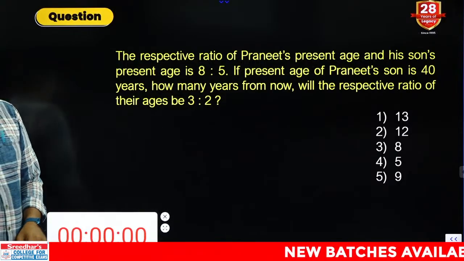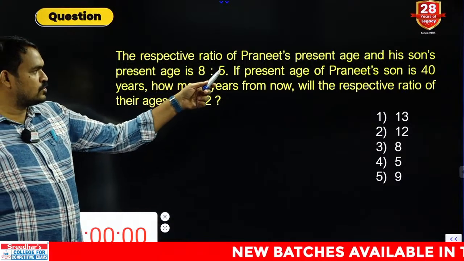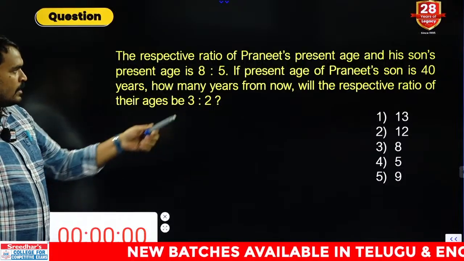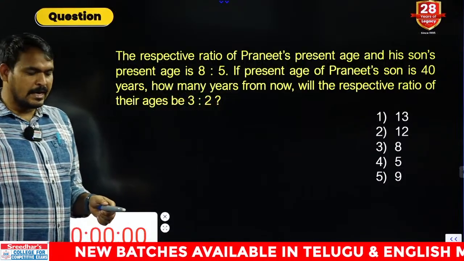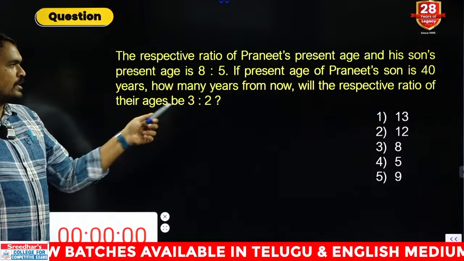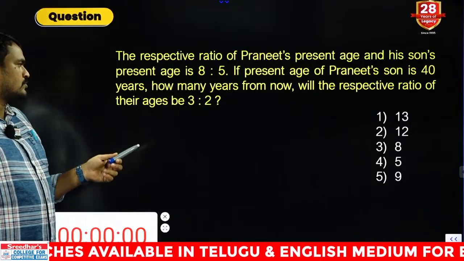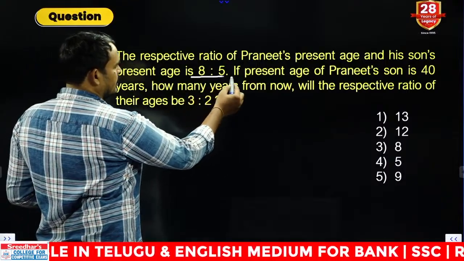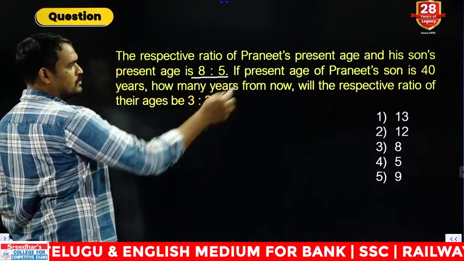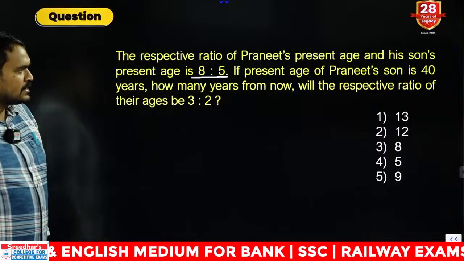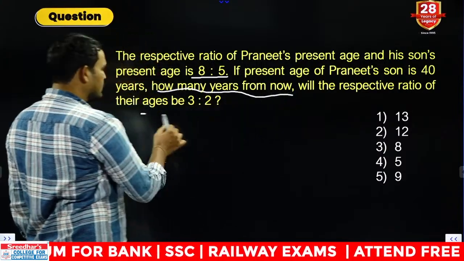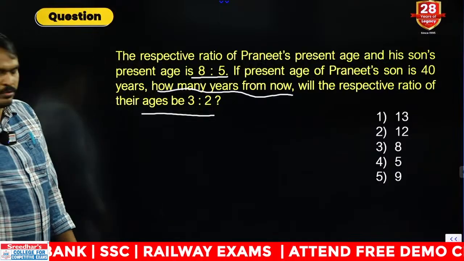What is the question here? The respective ratio between Pranith's present age and his son's present age is 8:5, and the present age of Pranith's son is 40 years. How many years from now will the respective ratio of their ages become 3:2? What is the present ratio given? 8:5. But the present age of Pranith's son is how much? 40 years. But how many years from now will the ratio of their ages become 3:2?